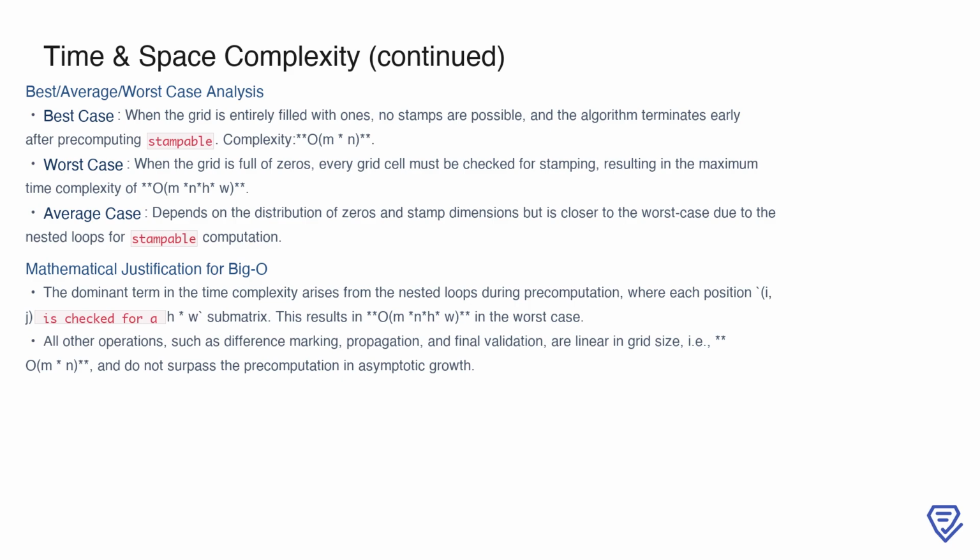However, since the nested loops for stampable computation dominate the runtime in most cases, the complexity tends to be closer to the worst case. From a mathematical perspective, the dominant term in the time complexity arises from the pre-computation step, where each position i, j is checked for a submatrix of size h x w. This results in O(m * n * h * w) in the worst case, as all other operations, difference marking, propagation, and final validation, are linear in grid size and do not surpass the pre-computation in asymptotic growth.